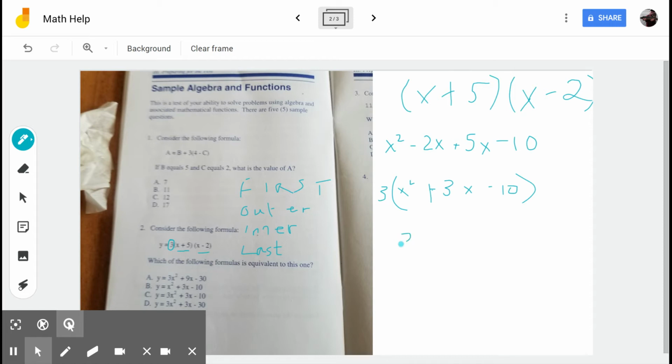3 times x squared is 3x squared. 3 times 3x is 9x. So if you're in a testing situation and you're trying to buy yourself some time, I just looked over and A is the only option with 9x. So you could choose that and go on. But let's just finish the problem. We have to do 3 times our last term. 3 times negative 10 is minus 30, which corresponds to the answer that we chose.